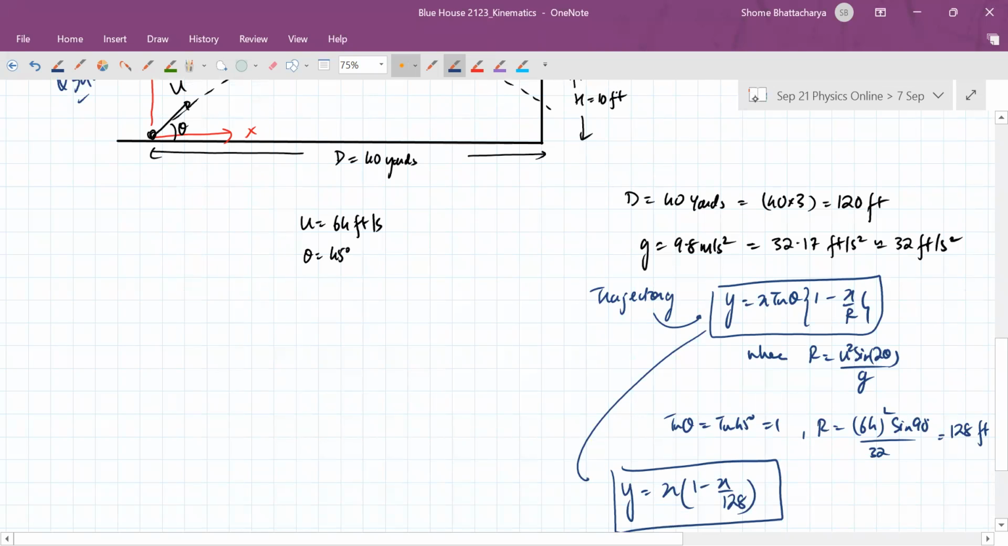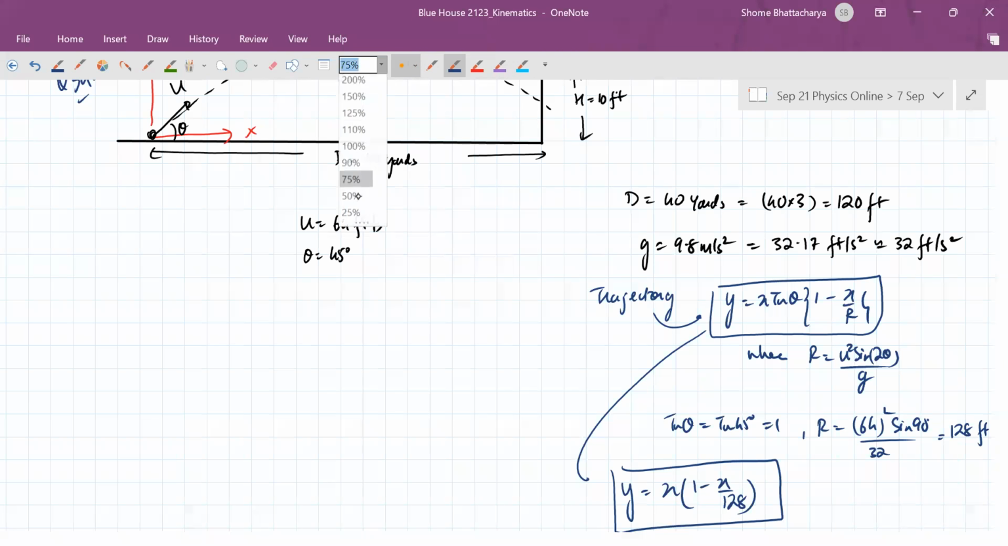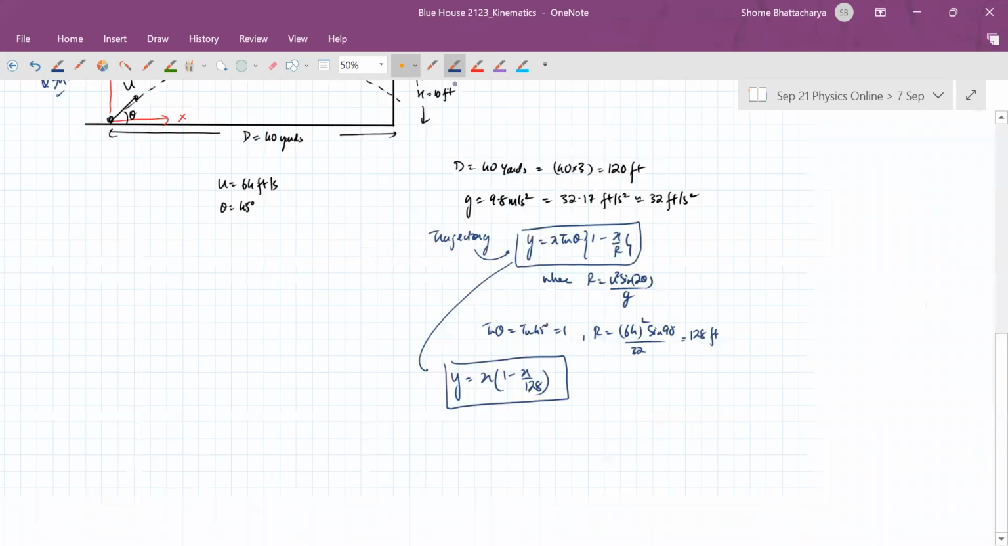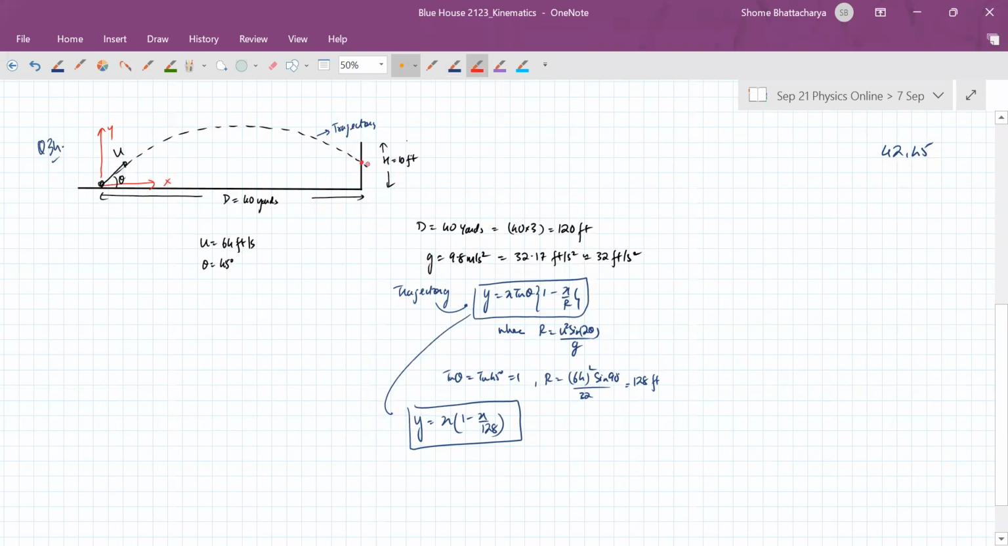So now the point where the ball crosses the goalpost, assuming it crosses the goalpost, let's say that point is this point here. It has coordinates, let's say a comma b. So at the point P, which is a comma b, the value of b is unknown, but the value of a is the x coordinate. So it is how much? 120 feet approximately. So substitute this here. So you get b, which is the height of that point, is 120 into 1 minus 120 by 128.